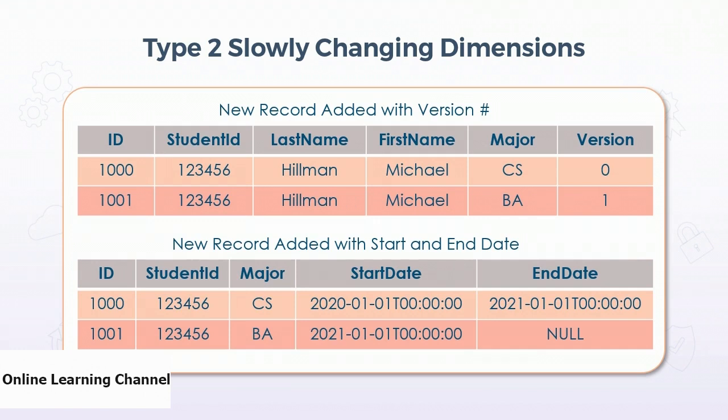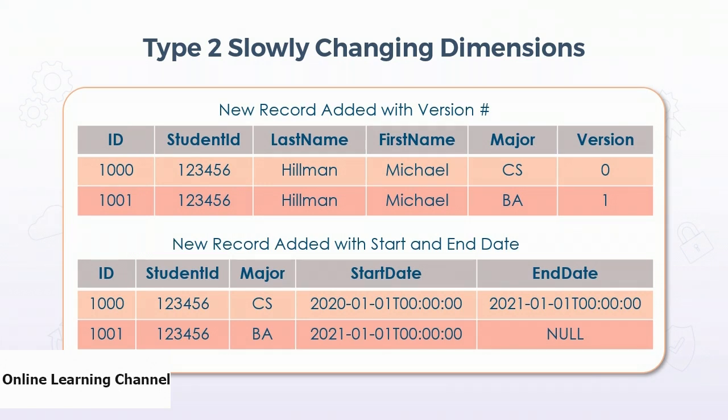In the first one, there are two records representing student ID 123456. The major values have changed. There's a version column that keeps track of the version of the record. Version 0 would be the original record, and every time the record is changed, a new record is created with the change, and the version number is advanced. This is useful if actual date ranges are not important, and instead you want to see changes by version alone.